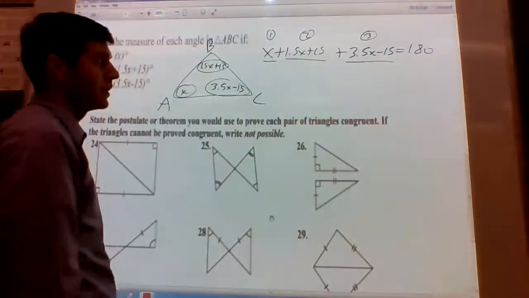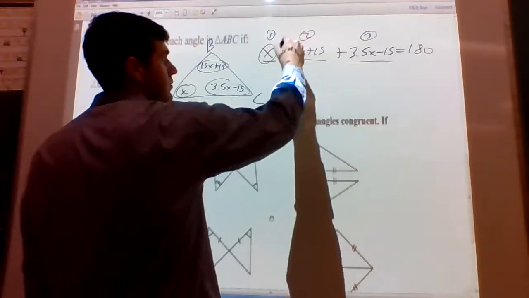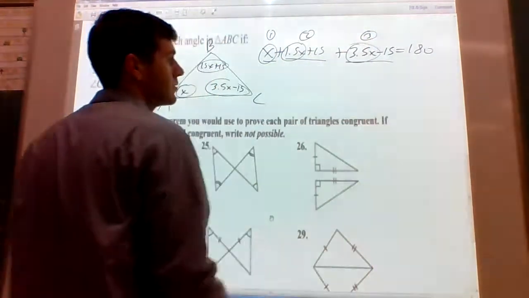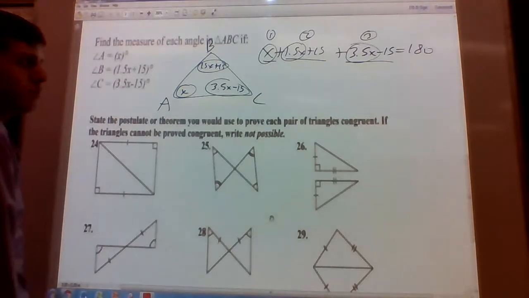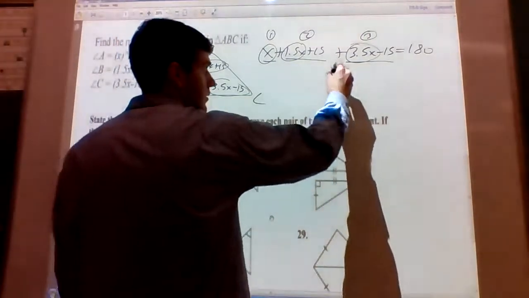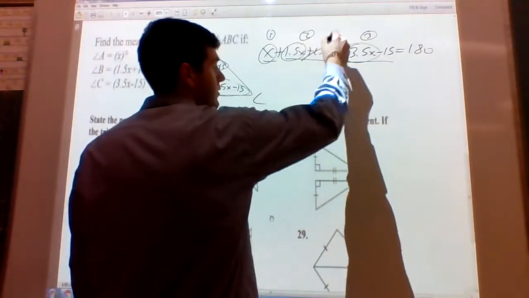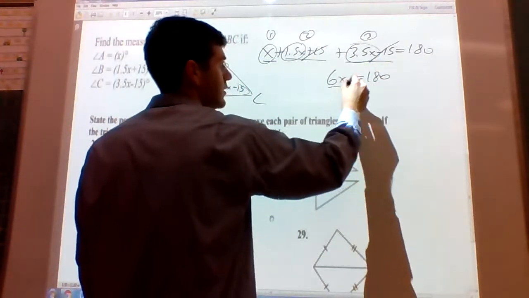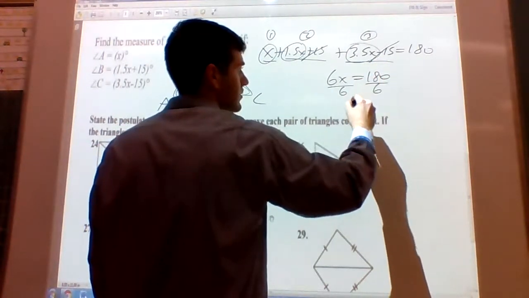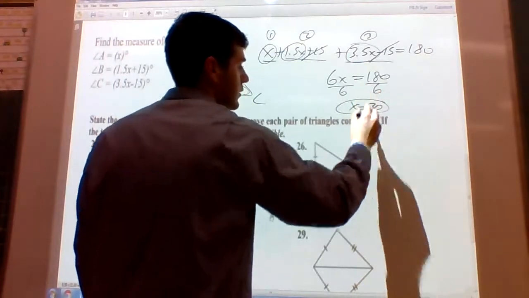Okay. Combine like terms, x, 1.5x, 3.5x. That's going to give us 2.5x plus 3.5x, which is 6x. Plus 15 minus 15 cancel out. 6x is 180, divided by 6, x is going to be 30.